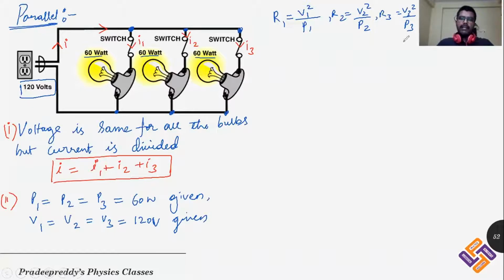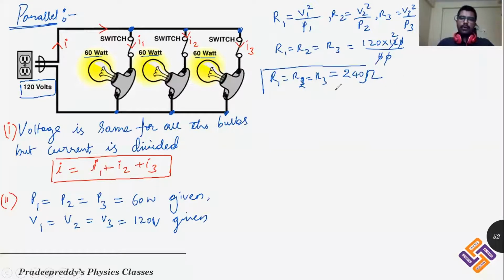As V and P values are the same for all the three, R1 is equal to R2 is equal to R3. This is 120 into 120 divided by 60. 0, 0 gets cancelled. 6 2s 12, 12 2s 24, 240 ohm. So R1 is equal to R2 is equal to R3, that is equal to 240 ohm.